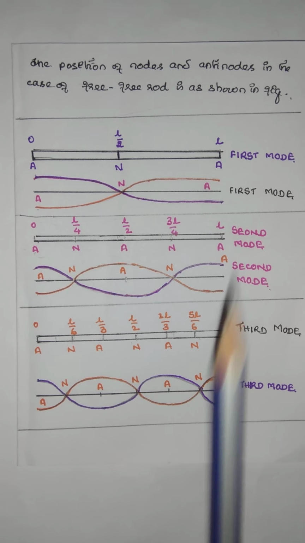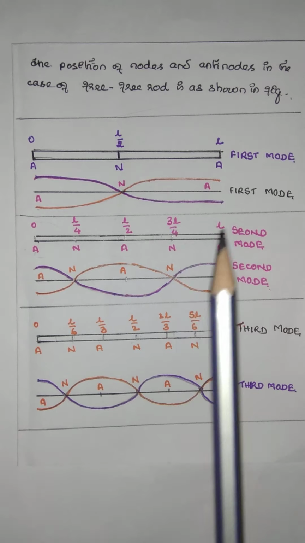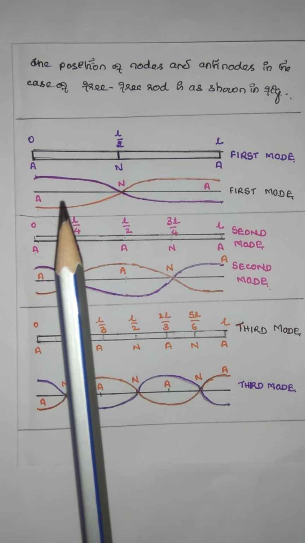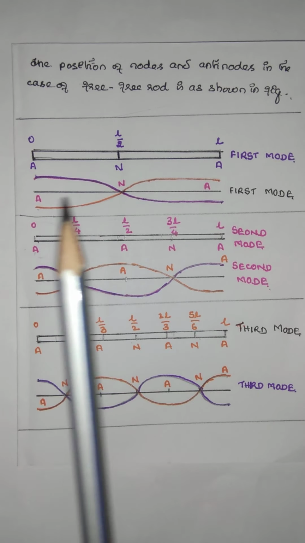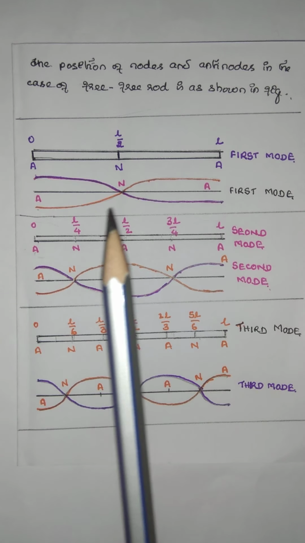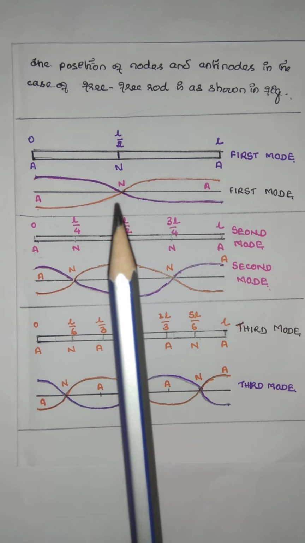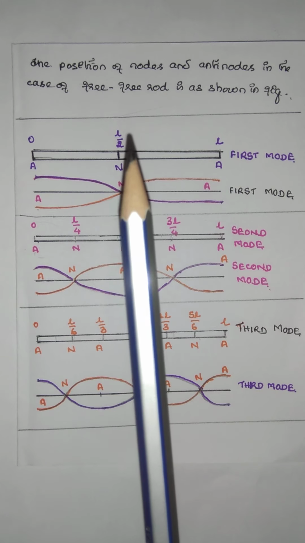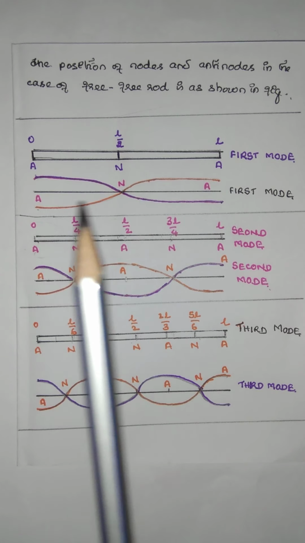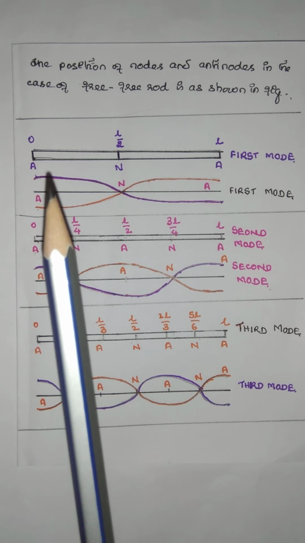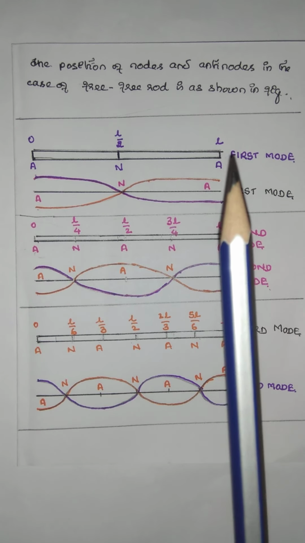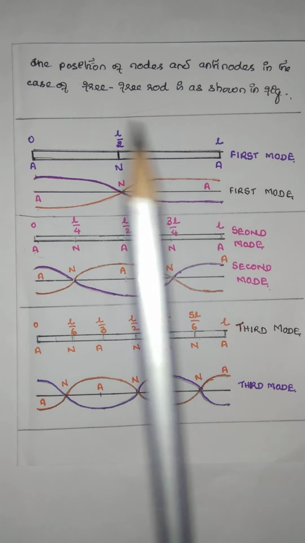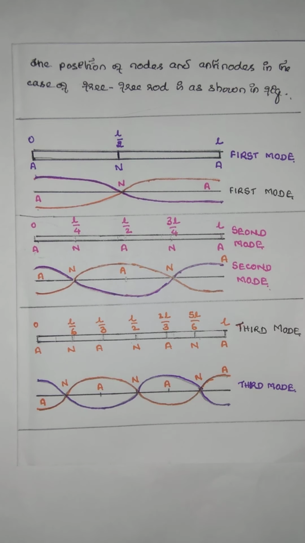So here you are observing the first mode of vibration. Antinodes are formed at the ends and a node is formed at the center. The node is formed at a distance x equal to l/2, and antinodes are formed at distances x equal to 0 and x equal to l, which is the first mode of vibration.